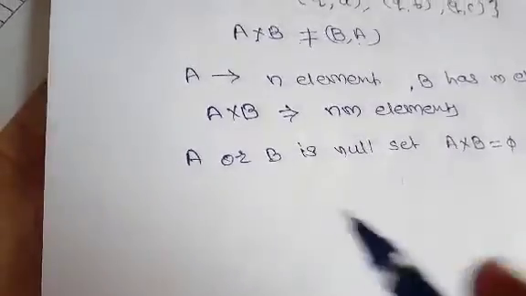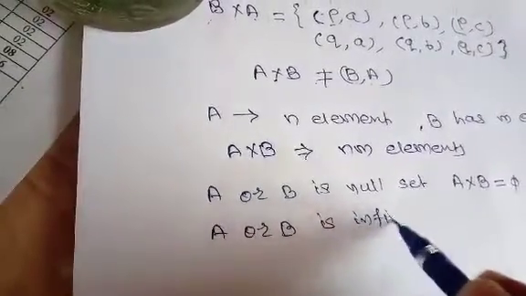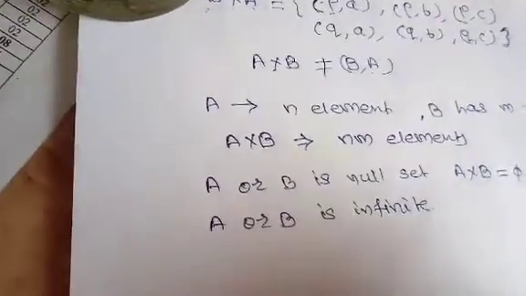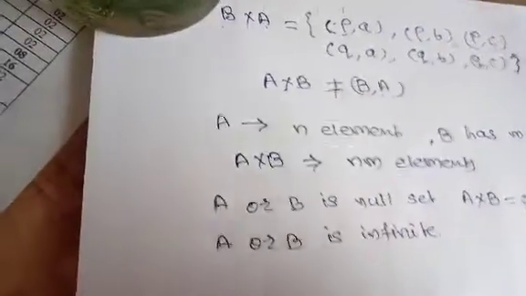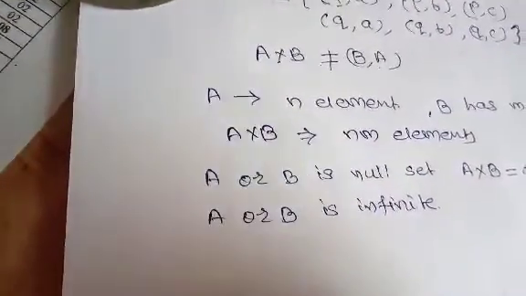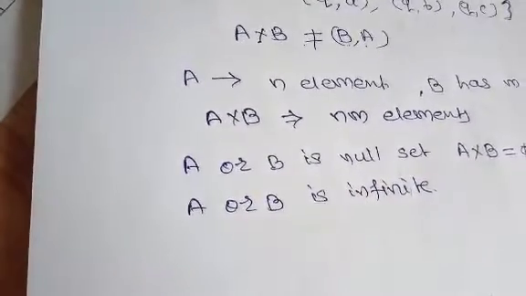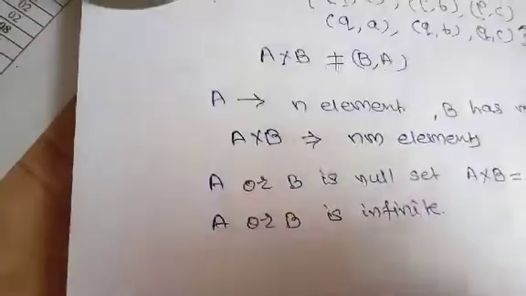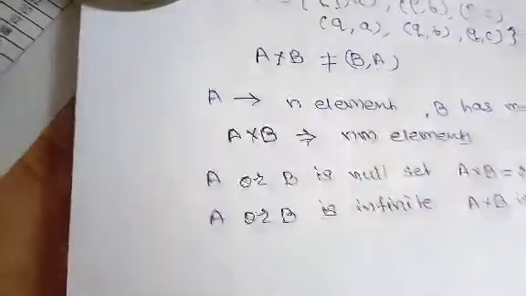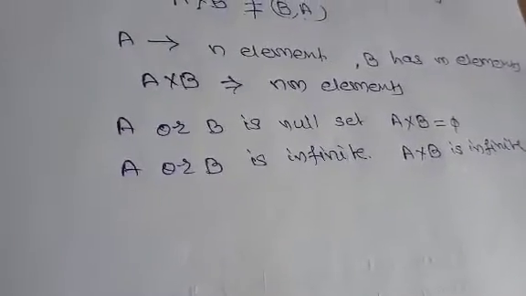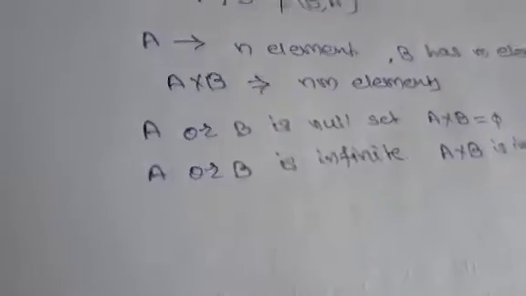If either A or B is infinite, suppose that one of them is infinite and the other is non-empty. Suppose A is infinite, then we take B as non-empty. Or suppose B is infinite, then we take A as non-empty. Then A cross B is infinite. That means if one of them is null, then the cross product is null. If one of them is infinite, then the cross product is infinite.